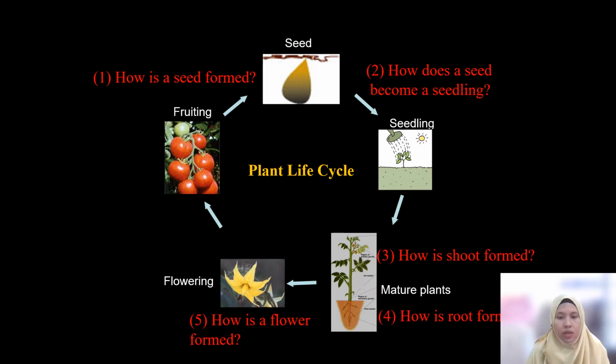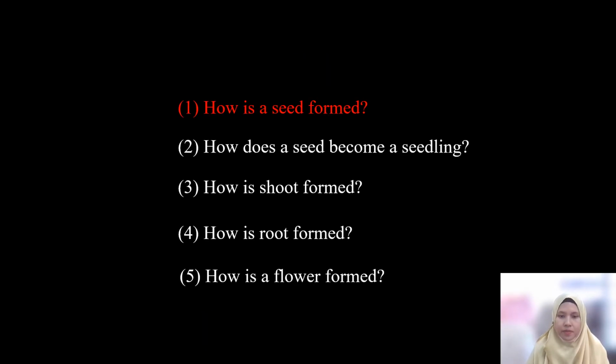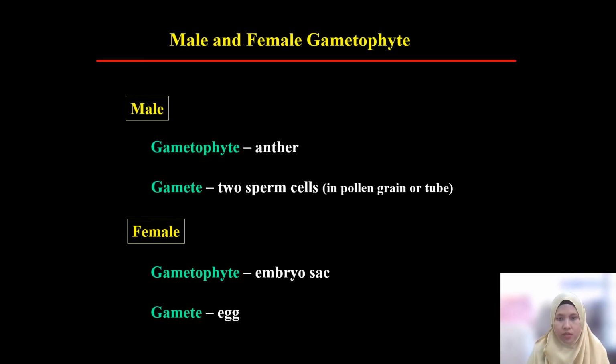So we are going to learn the 5 steps. First, how a seed is formed. Then once the seed is formed, how does that seed become a seedling? Then once it is in a seedling state, how is the shoot formed? Once the shoot is formed, how is the root formed? And once they are done with that, let's see how they flower. So the first one is how a seed is formed.